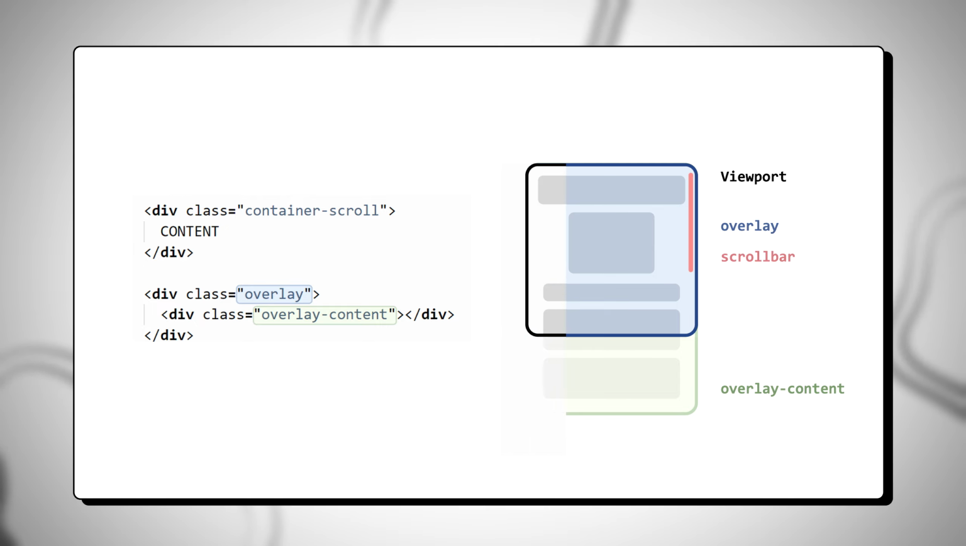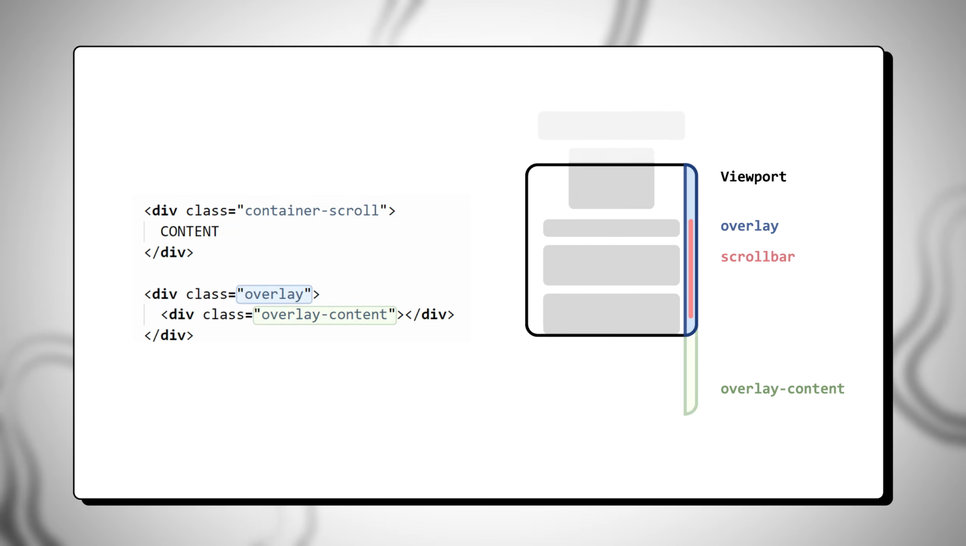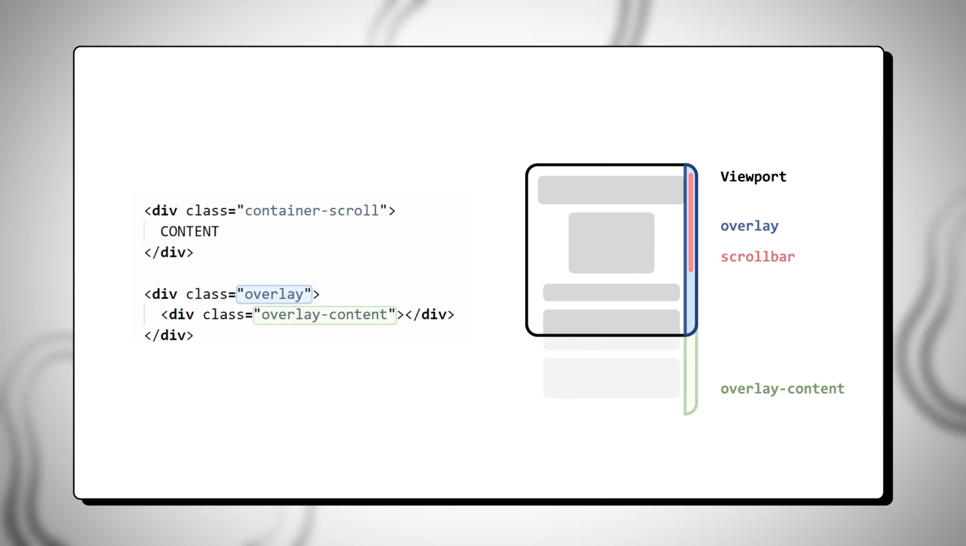We then use clip path on our overlay, so the scroll bar is the only thing showing, and then we simply sync the translation of container scroll with the overlay scroll bar. And that is pretty much it, so now we will start to code this.